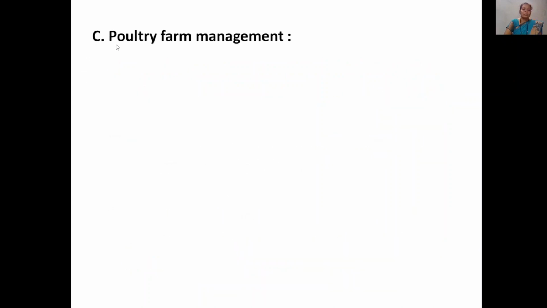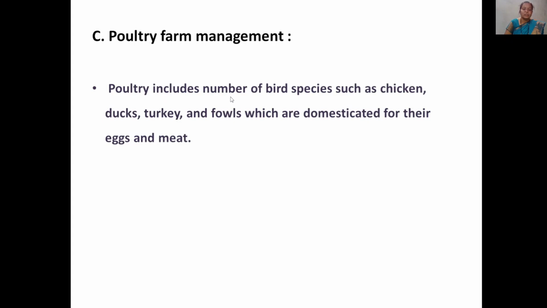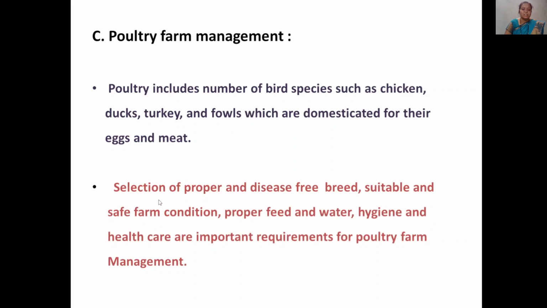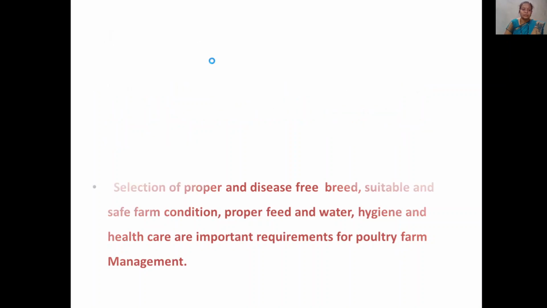Next point is poultry farm management. Poultry includes a number of bird species such as chicken, ducks, turkey and fowls, which are domesticated for their egg and meat. Selection of proper and disease-free breed, suitable and safe-free condition, proper feed and water, hygiene and health care are important requirements for poultry farm management. Go to next slide.